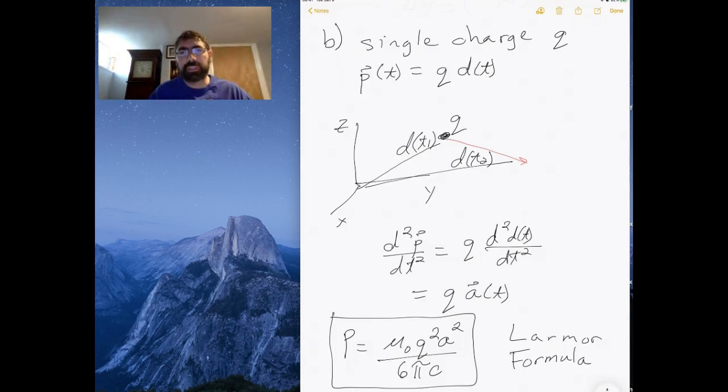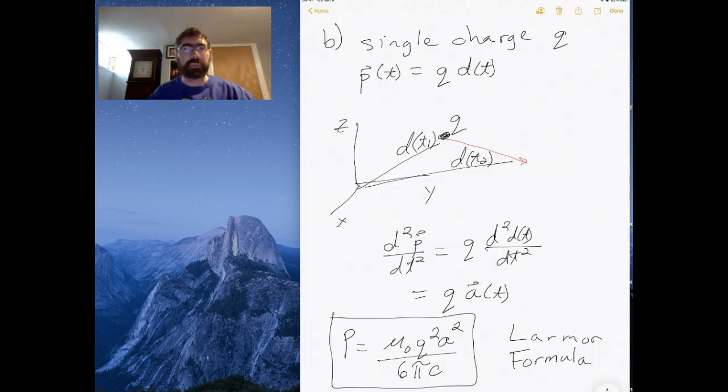Where he worked out the case of a charge that is moving its distance. Essentially, it's accelerating, and that acceleration is producing radiation. And so this is the power of the radiation that you should measure of this moving single charge.